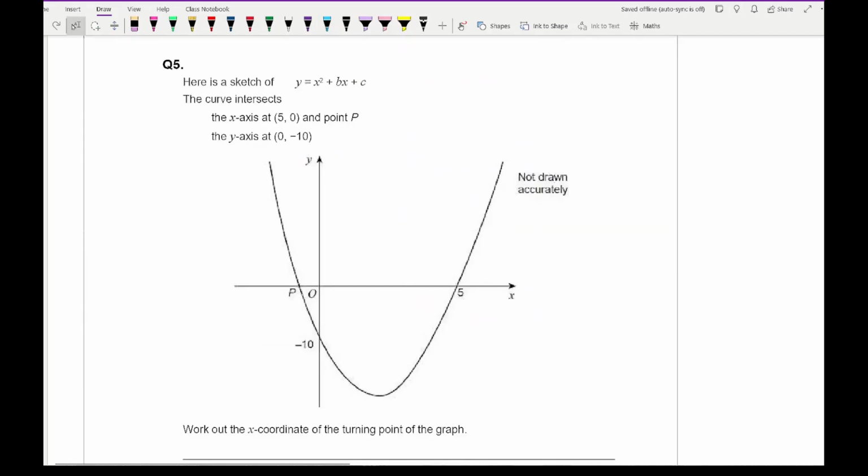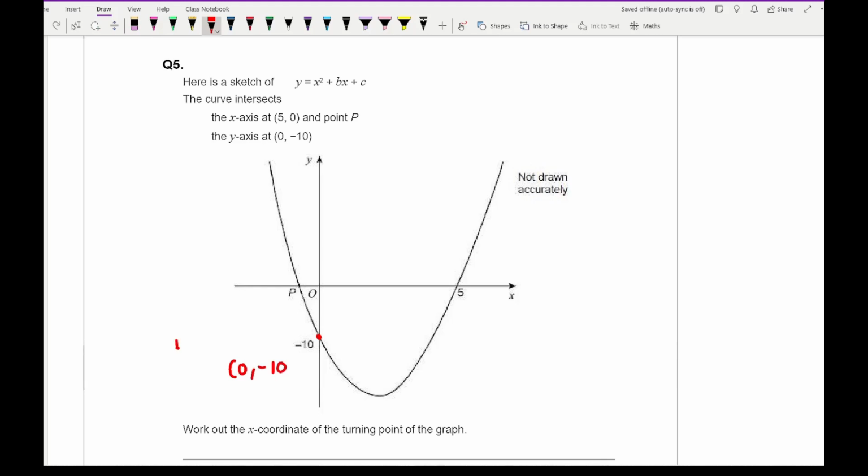Looking at question 5, it says here is a sketch of y equals x squared plus bx plus c. The curve intersects the x-axis at (5, 0) and at point P, and the y-axis at (0, -10). The question is asking us to work out the x-ordinate of the turning point of the graph, and this question's worth 4 marks. So let's have a look at the 2 points that we have been given. So this point here we've got is (0, -10).